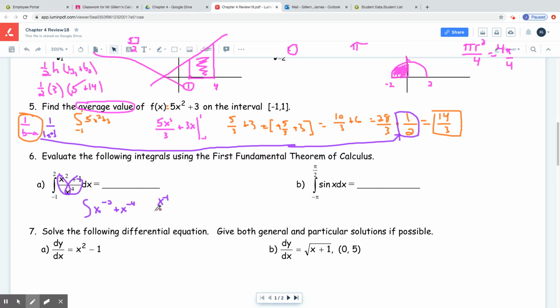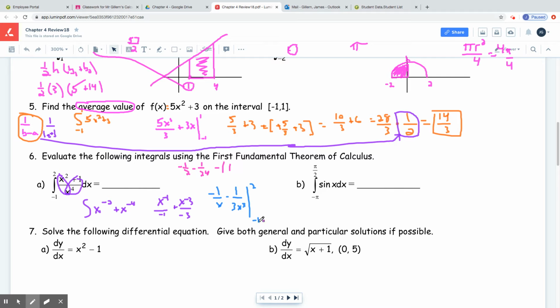So that integrates to x to the negative first over negative 1 plus x to the negative third over negative 3, which means I get negative 1 over x minus 1 over 3x cubed. And we're going to plug in 2 and negative 1. All right. So I plug in 2, I get negative 1 half. Minus, I plug in 2, 2 cubed is 8. 8 times 3 is 24. So it's minus 1/24. All right, minus, plug in negative 1. Negative 1 over negative 1 is 1.